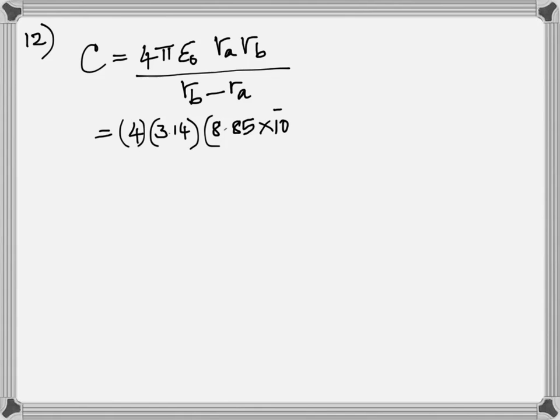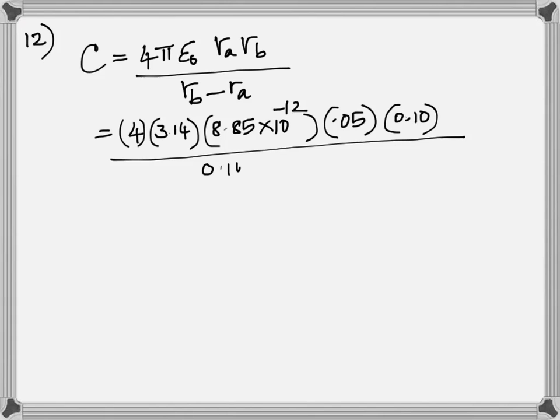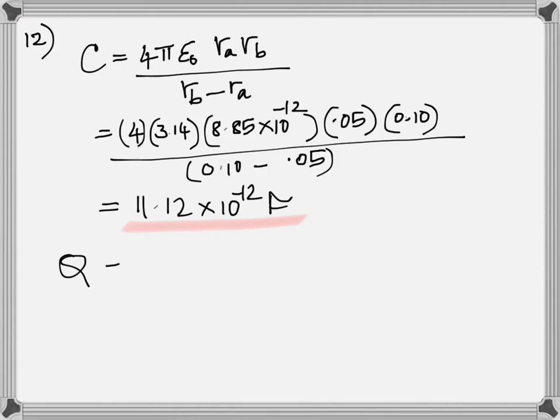We need another one for cylindrical. Cylindrical, yeah, that involves a natural logarithm. There's going to be natural log b by a. Remember to convert the radii into meter. That's why you find the 0.05 and all that. And then you have to find the charge using the potential difference. Find the charge.